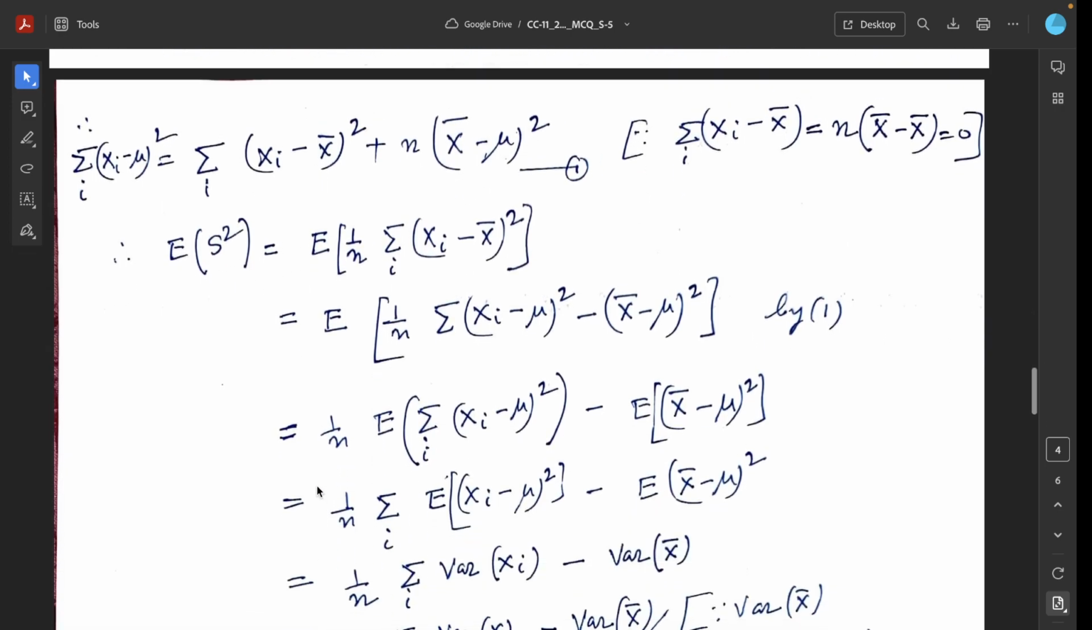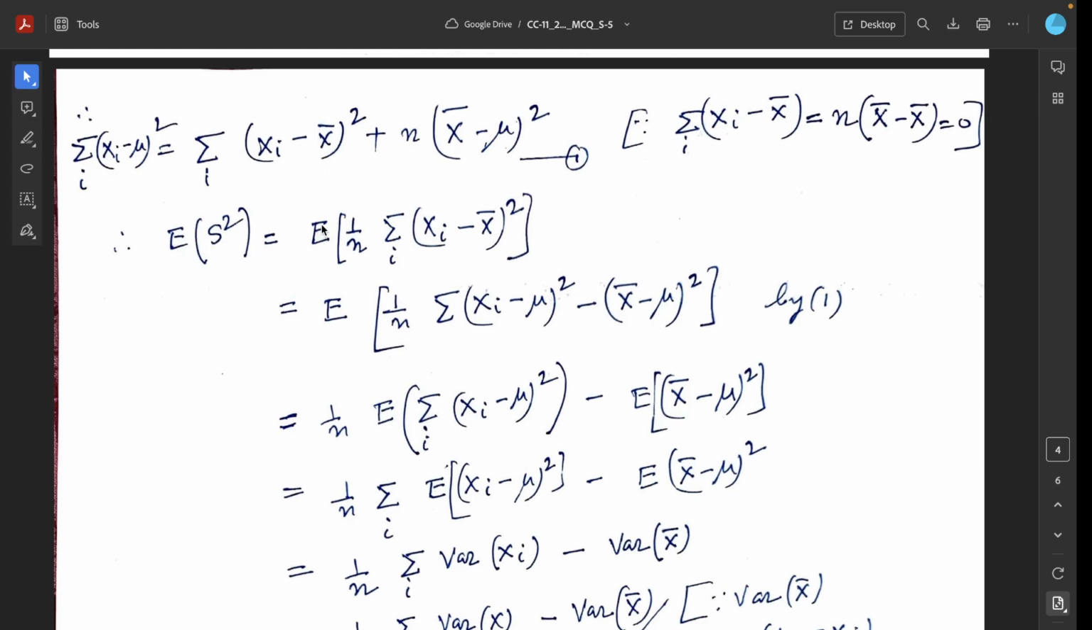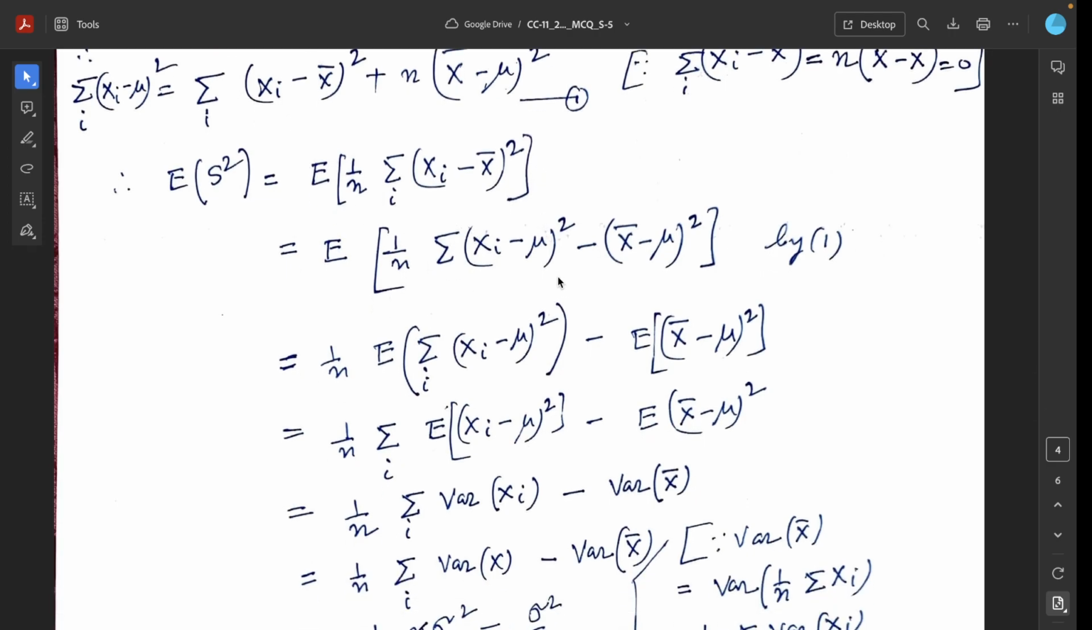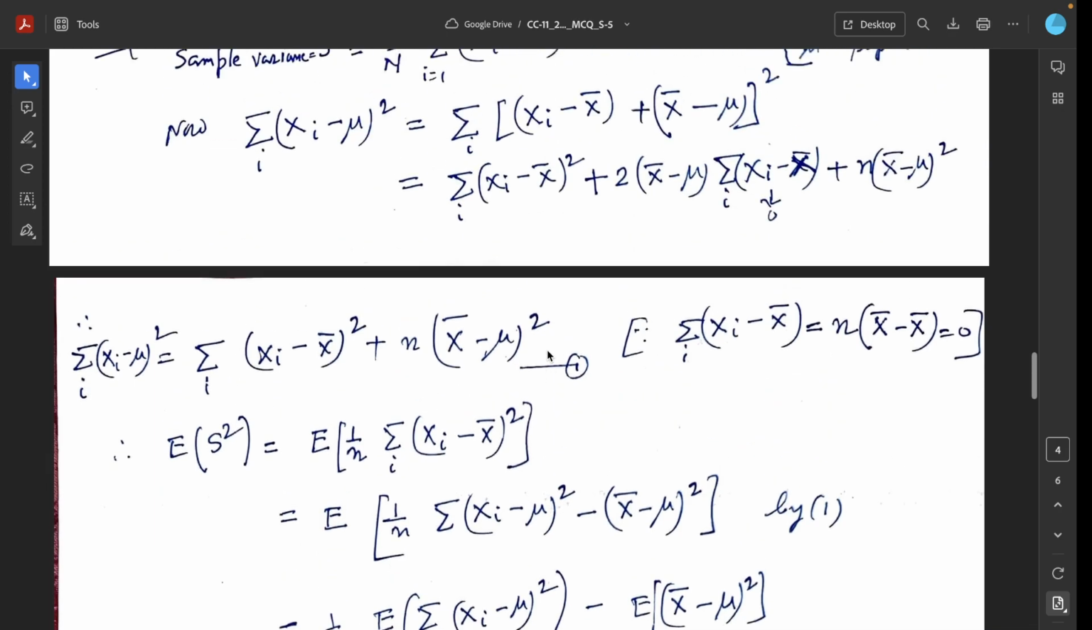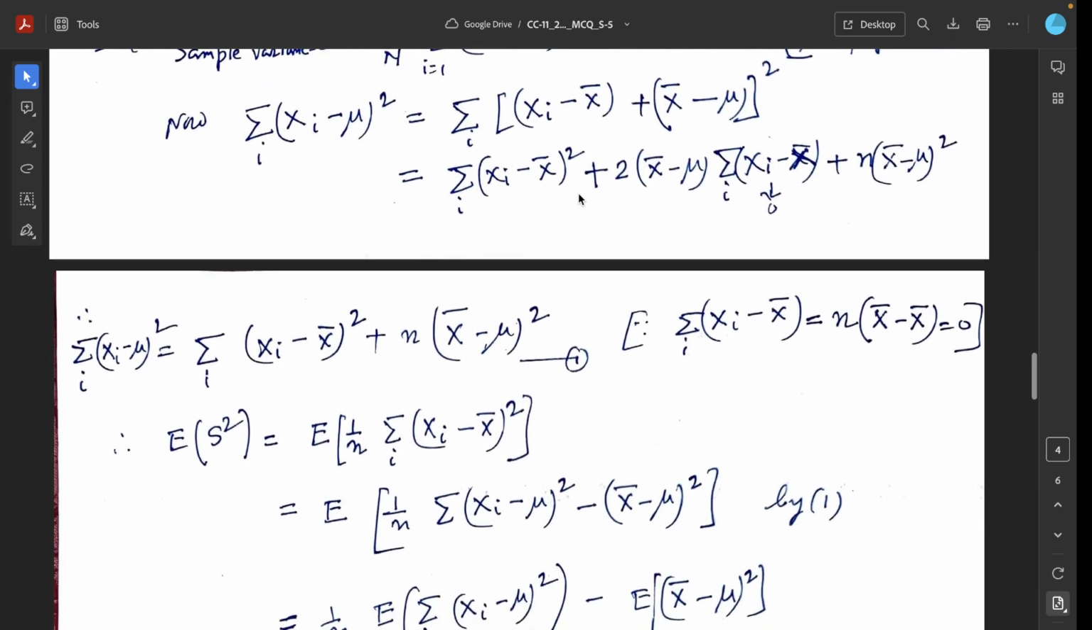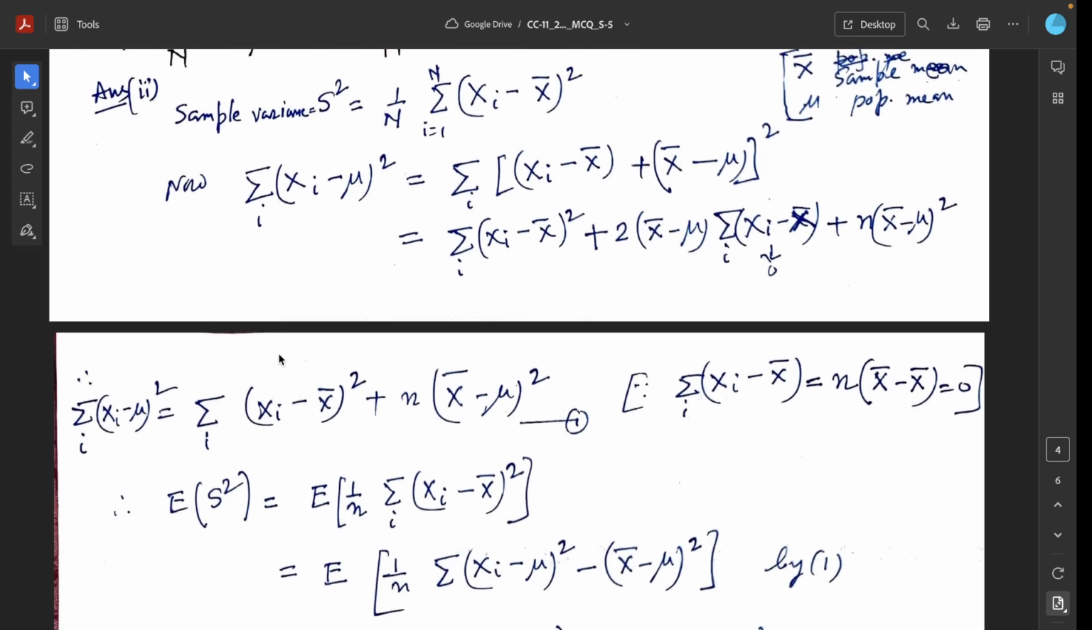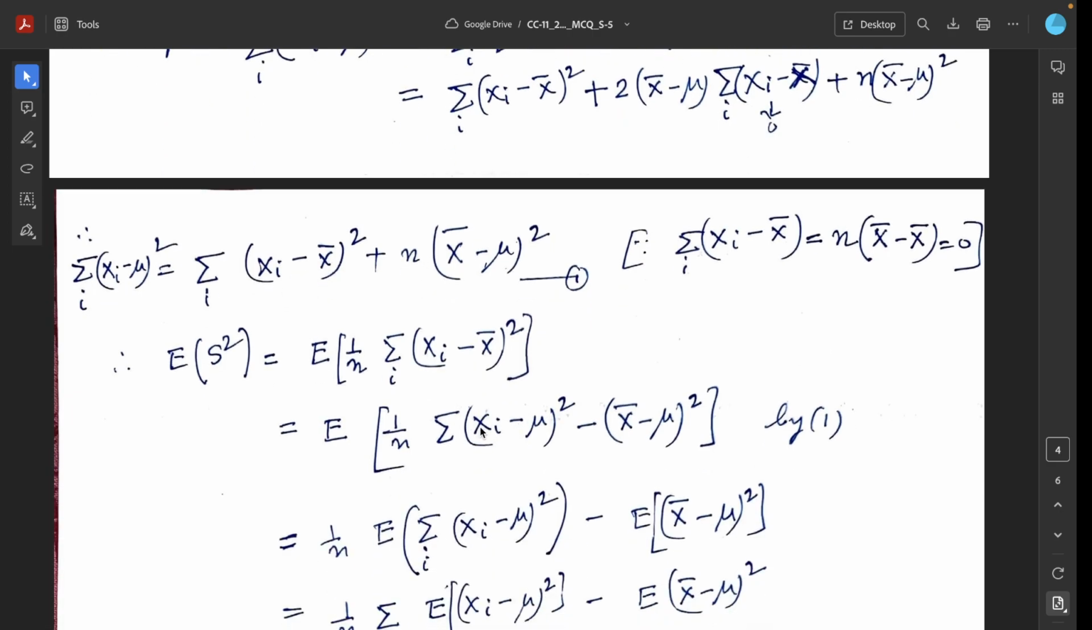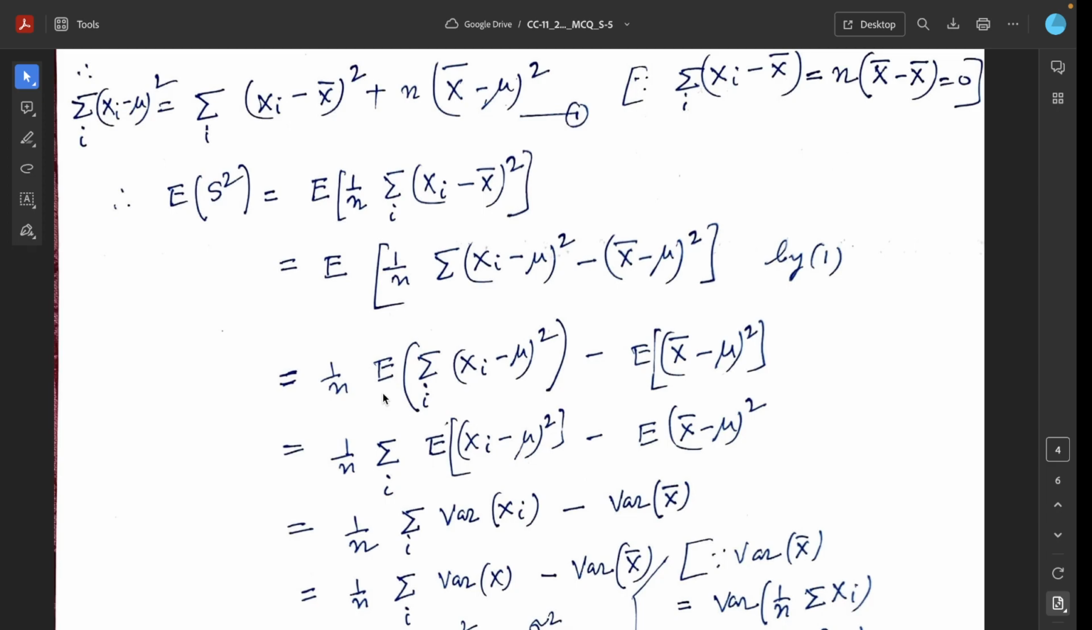So we get the result: the expectation of A² equals the expectation of 1/N times the summation of (Xi − X̄)². After simplification, please replace the small n by capital N. This equals 1/N times the expectation of the summation over i of (Xi − μ)² minus N times (X̄ − μ)².